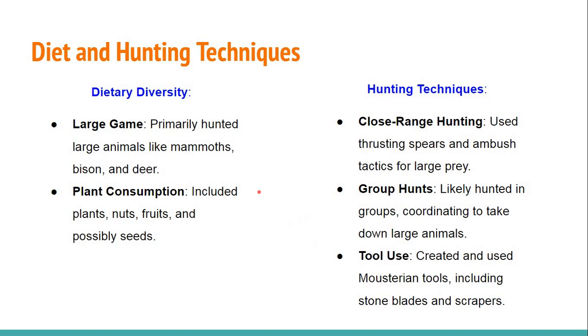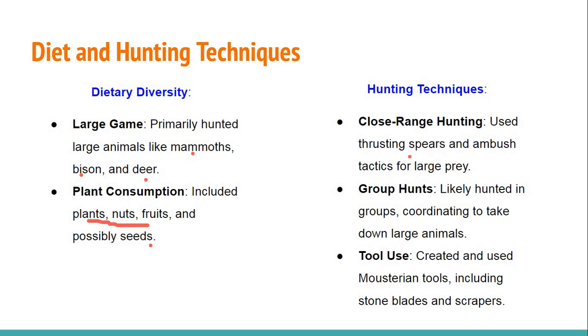Now let us talk about the diet and the hunting techniques. They show a very great dietary diversity. They were capable of hunting large animals like mammoth, bison, etc. and deer also. They used to consume plants, nuts, fruits and possibly the seeds too, because the mandible is very large and strong, which shows that they were chewing hard things. So probably they might be eating seeds too.